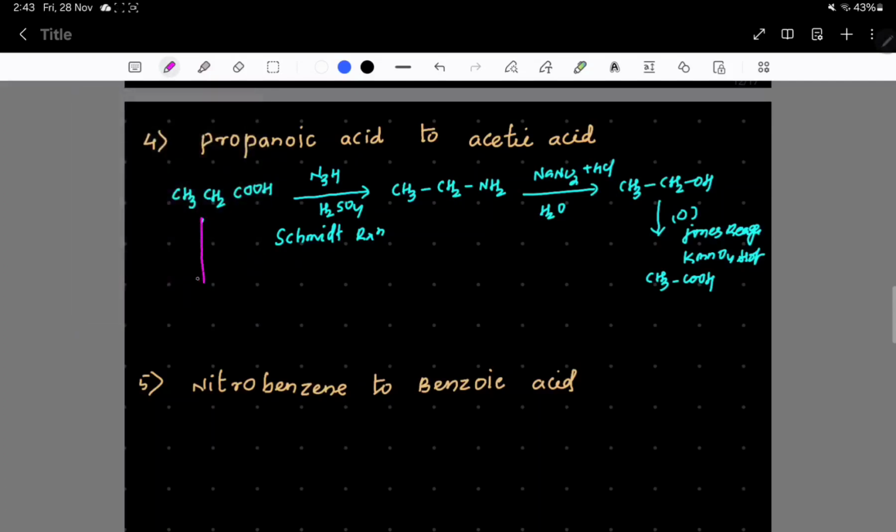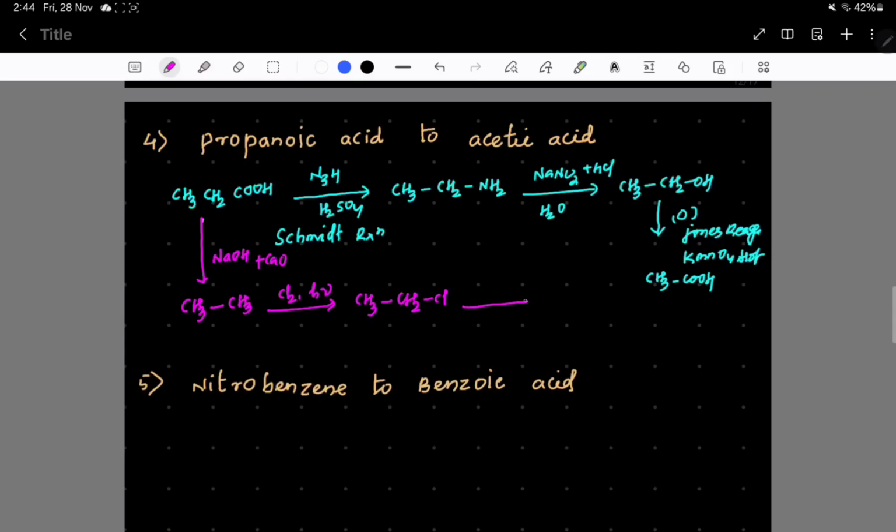This is the propanoic acid. So we will do, student, NaOH, right, decarboxylation process. So we will get, student, ethane as the product. Now this ethane on reaction with chlorination in presence of diffused sunlight, so we will get, student, CH3CH2Cl.